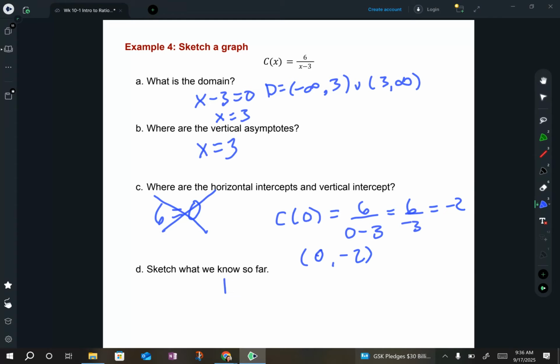And so let's sketch what we have so far. At x equals 3, we have a vertical asymptote, and the vertical intercept is at (0, -2). So that is what we have so far.